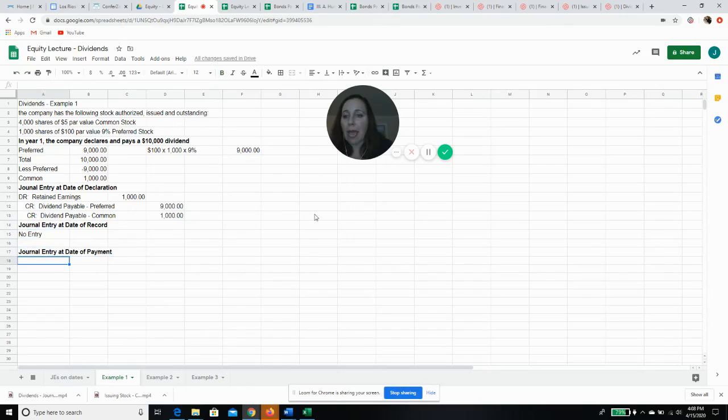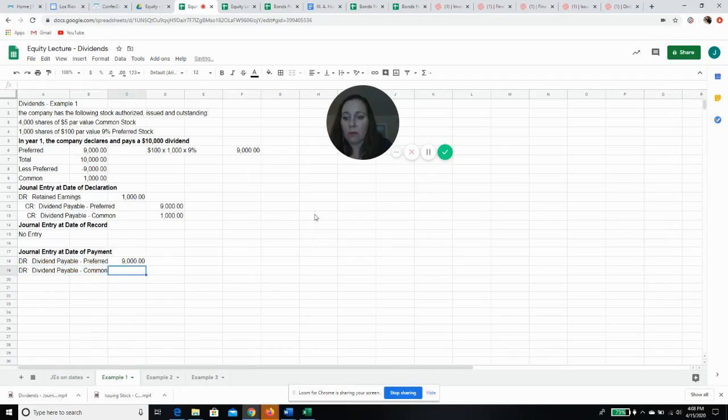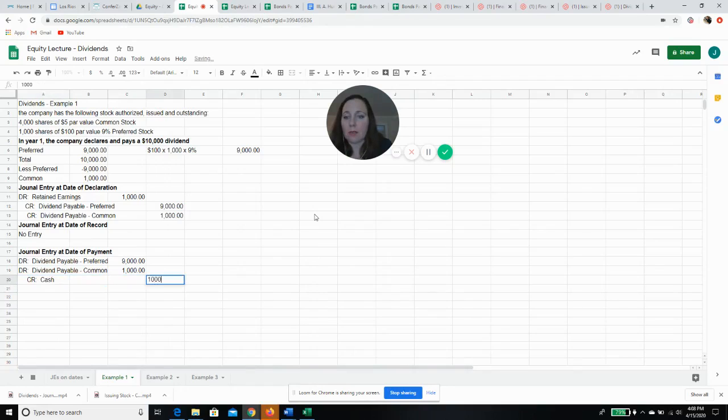And at the date of payment, we're going to debit dividend payable preferred for $9,000. Then I debit dividend payable common for $1,000. And I'm going to credit cash, because we're paying cash, for the whole $10,000. Okay, so that is example one.